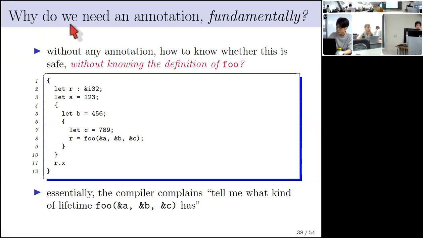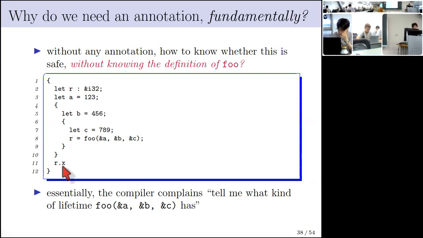Let me talk about why we need such an annotation. What is the fundamental reason why you cannot live without it? The reason is that without any annotation, you cannot know whether this is safe without knowing the definition of this function foo. So let me get to it. You have three variables of different lifetimes. So C lives up to this point, B lives up to this point, A lives up to this point, right?